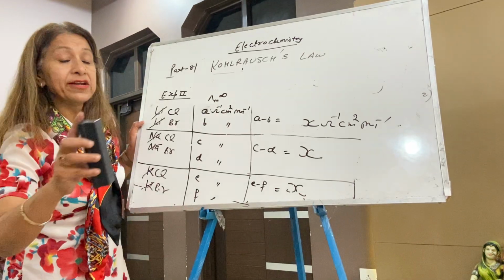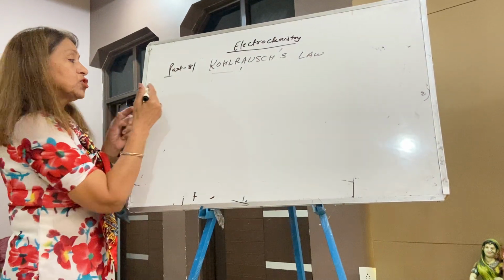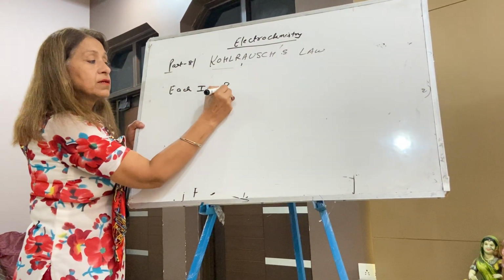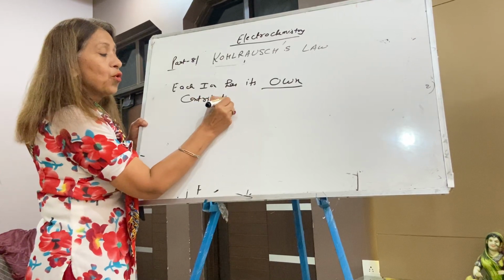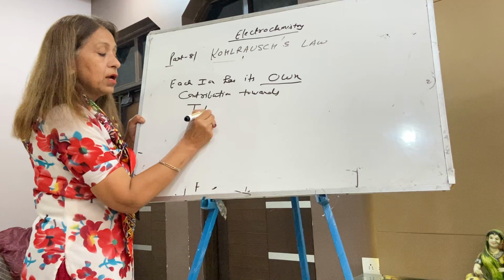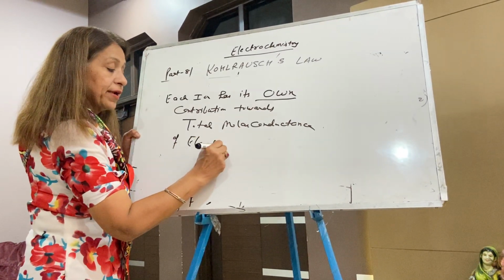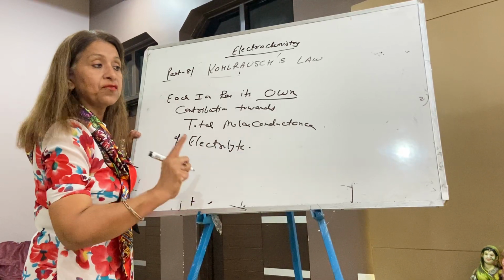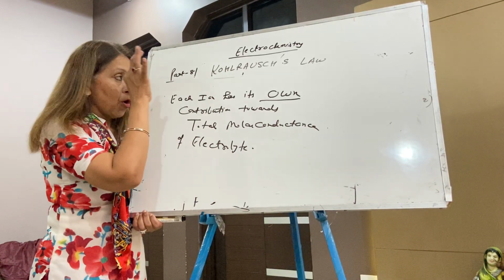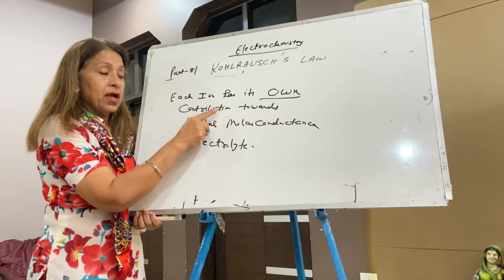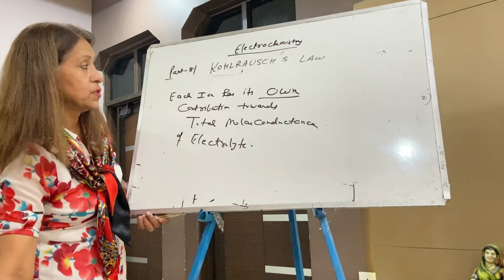After these two experiments, now write down a very interesting line. Then Kohlrausch thought each ion has its own contribution towards the total molar conductance of the electrolyte, and it is independent of the presence of other ion.